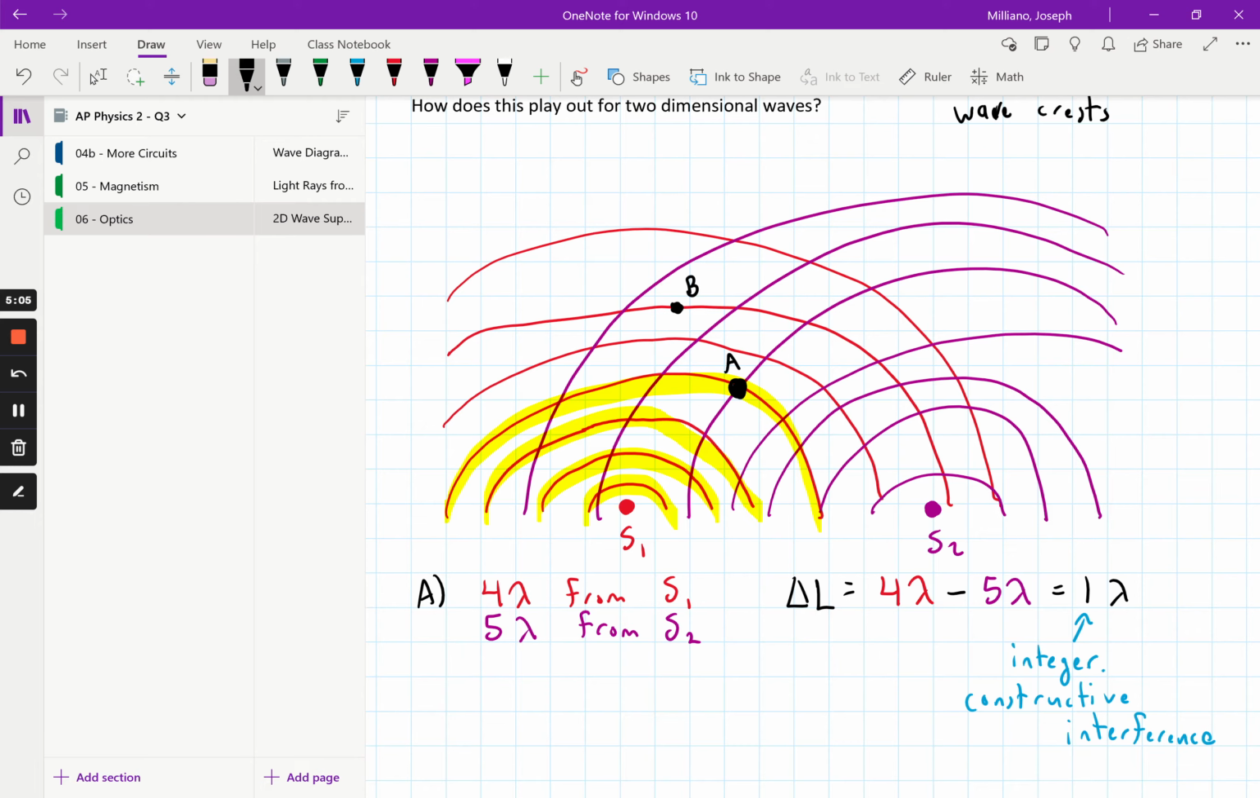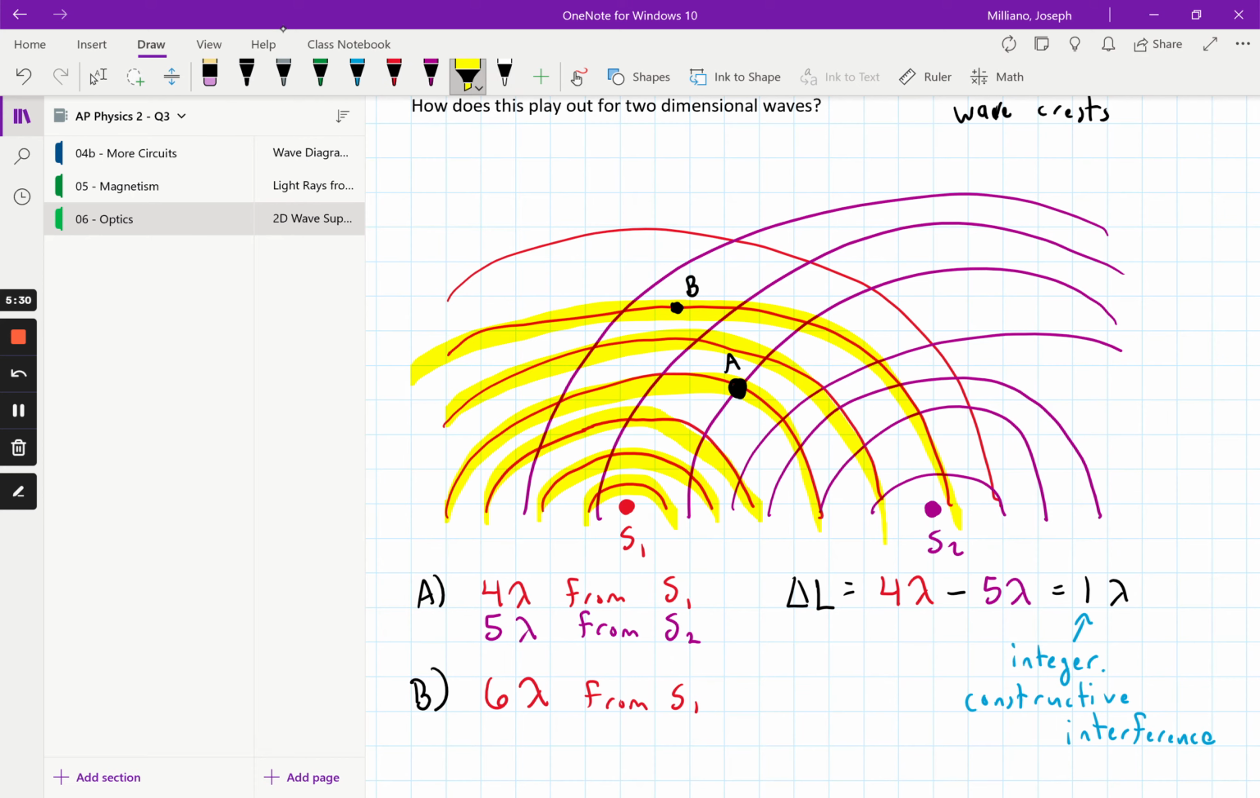Point B, how far away is it from source 1, the red source? The yellow goes out to 4. Now we're at 5. Now we're at 6. So for point B, we are 6 wavelengths away from source 1.